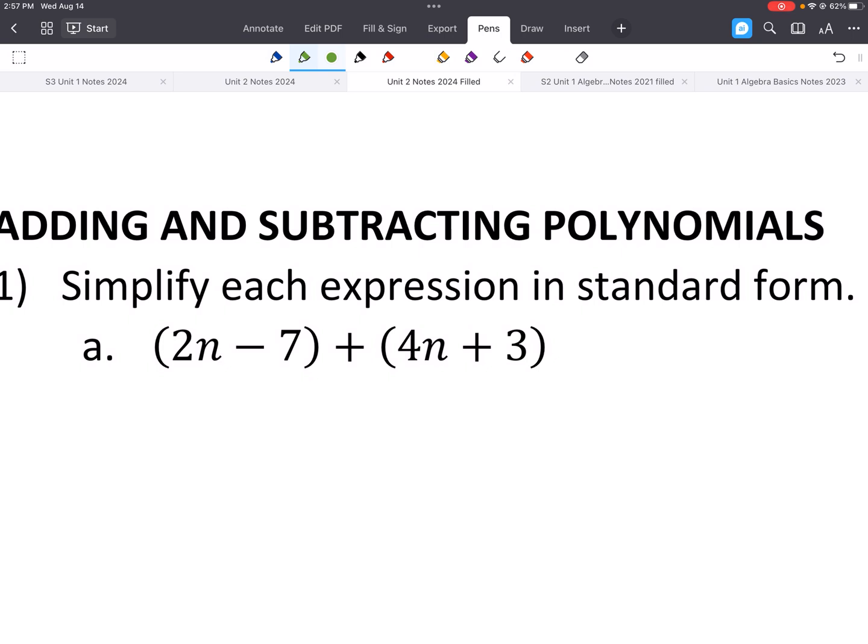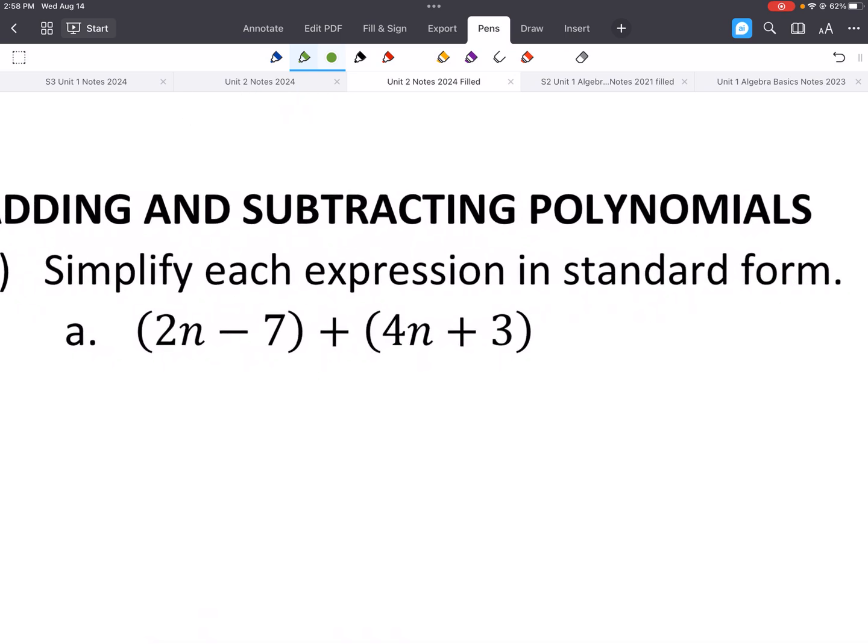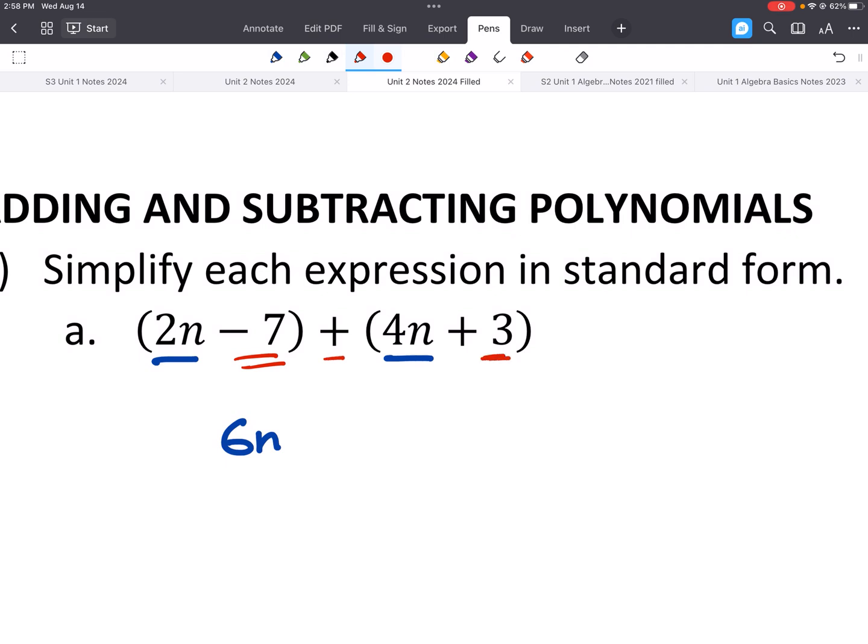If you are adding, just remember that the parentheses are just kind of grouping for grouping's sake. It's not going to change your answers when you're adding. You're just going to combine like terms. So we've got 2x plus 4x gives us 6x. I don't know why I was saying n's. Okay. And then we could do negative 7 plus 3. So that would give us negative 4.